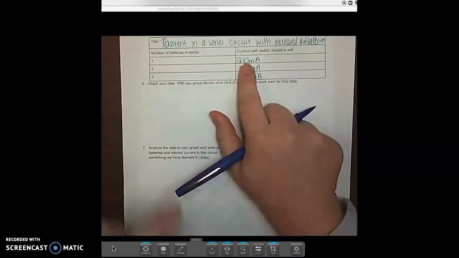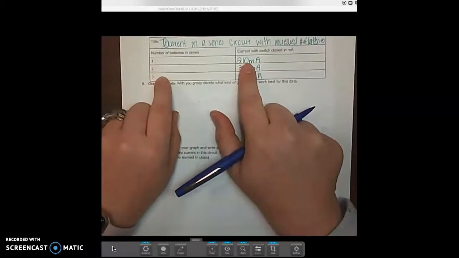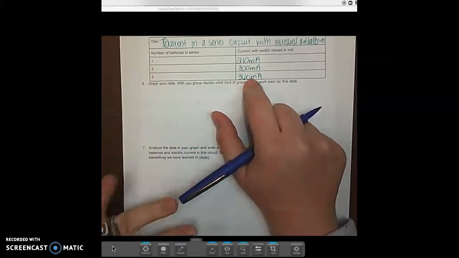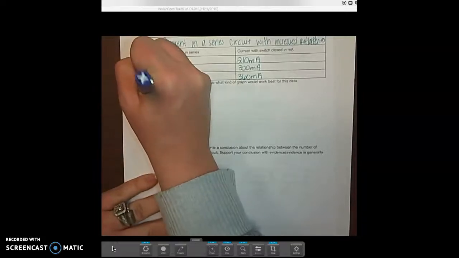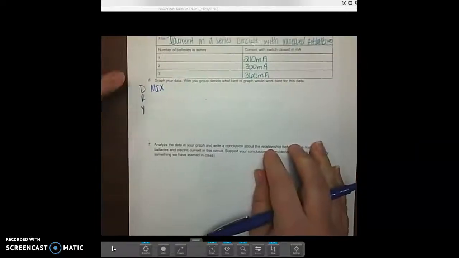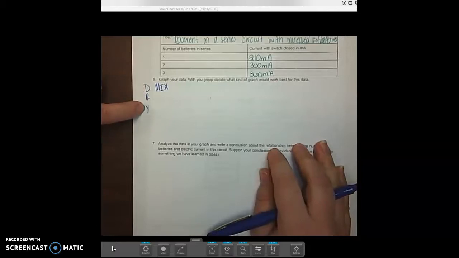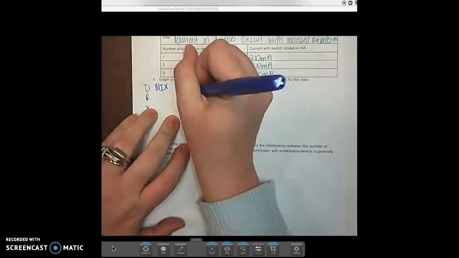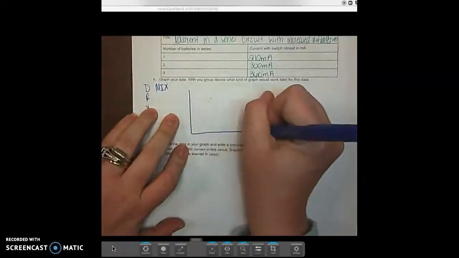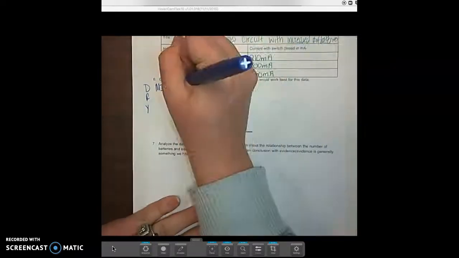So now it says to graph your data. So I'm going to pause this so we can graph our data. So now we're going to graph the data that we got in our data table from the increasing number of batteries. So remember, when we're graphing something, we use DRY MIX. And remember, we've got dependent responding on the y-axis, manipulated independent on the x-axis. So we've got our x and our y-axis right here. And we need a title.